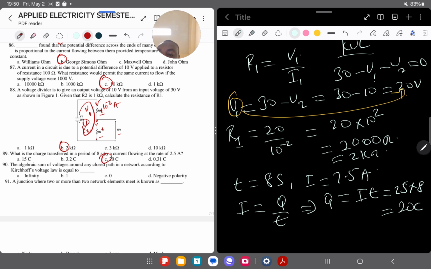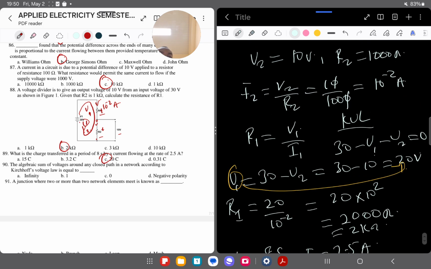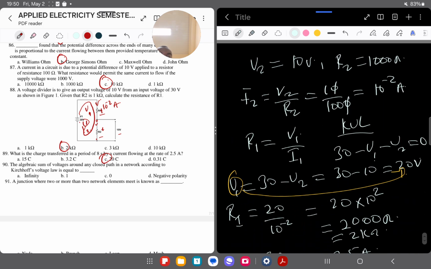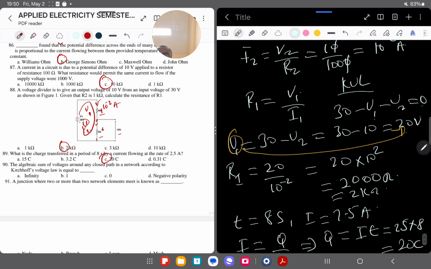Then question 90. The algebraic sum of voltages around any closed path in a network, according to Kirchhoff's voltage law, is equal to what? If we do the algebraic sum, like we just wrote here, the algebraic sum will give you 0 if you have a closed circuit, right? So that is 0. So we have the answer to be C.